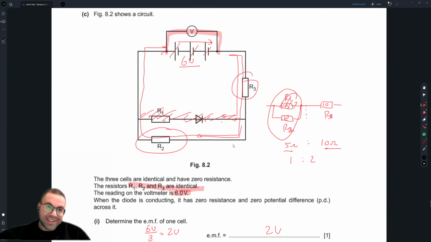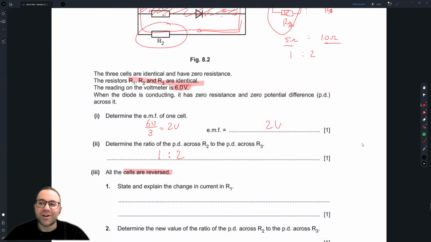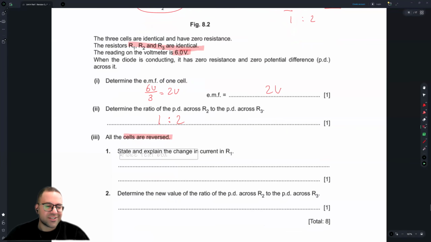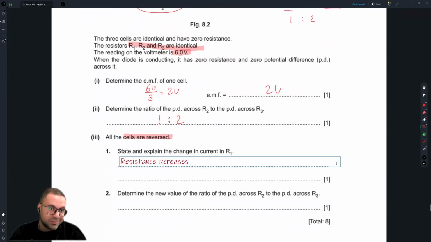Remember, when we added things in parallel, the resistance would decrease. If you remove the parallel portion, the resistance will what? Decrease. Sorry, increase. The resistance increases. You know, because you lost that parallel connection. It's now just series. So the current decreases. That's very sad.